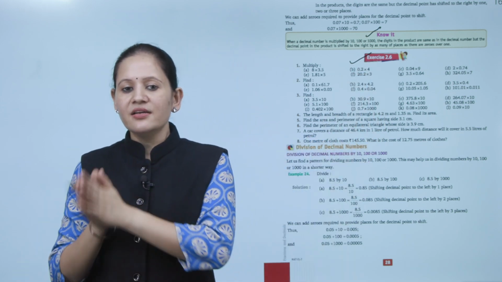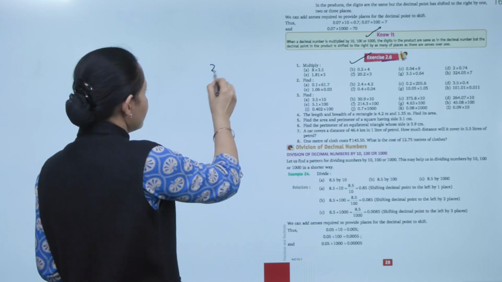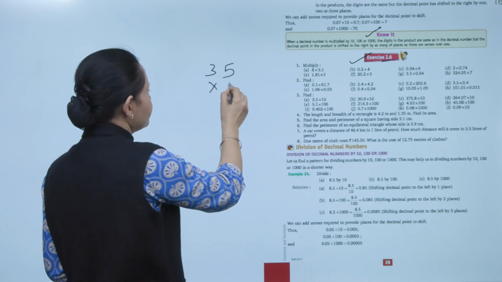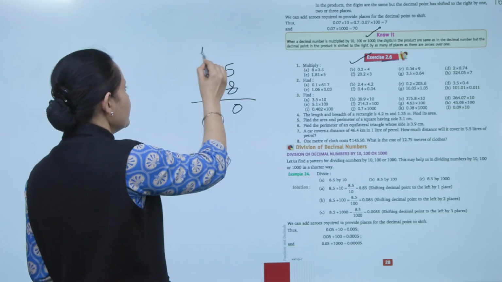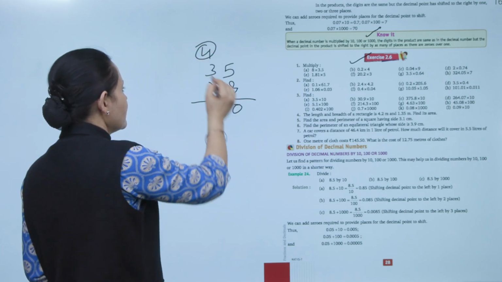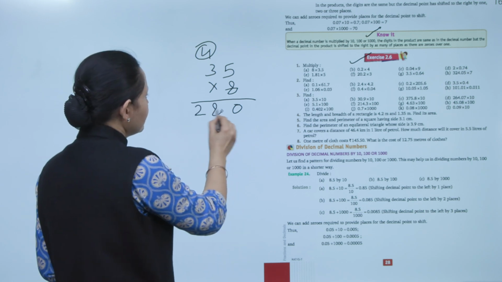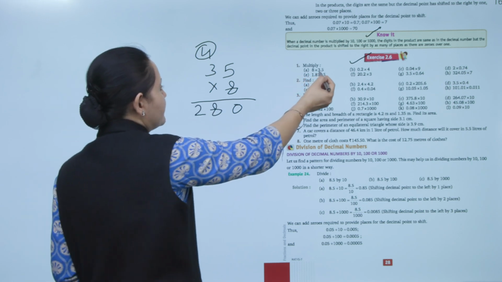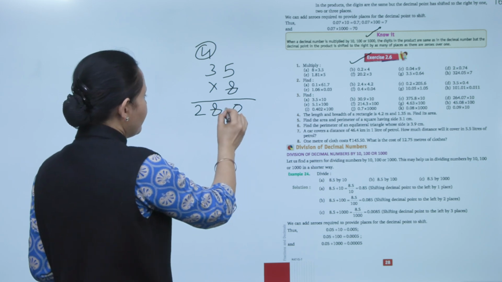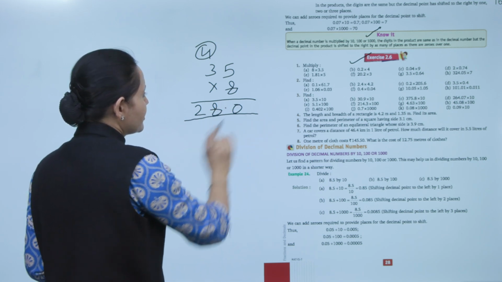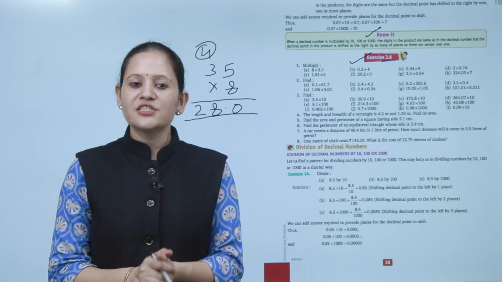Multiply 8 by 3.5. So first we'll ignore the decimal. 35 multiplied by 8. 8 5s are 40. 0, 4 carry over. 8 3s are 24 and 4 is 28. And after the decimal there is 1 digit. Start from the right hand side. 1 digit, so we will place the decimal. So the answer will be 28. Clear? So practice all the questions of this exercise.